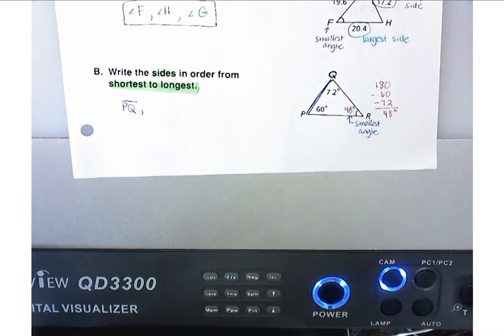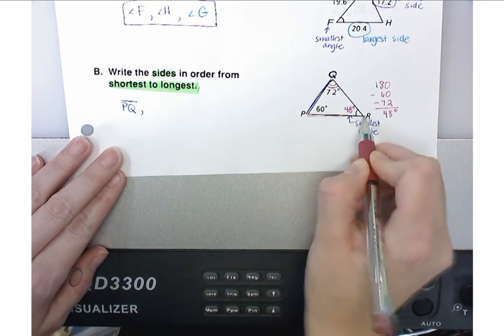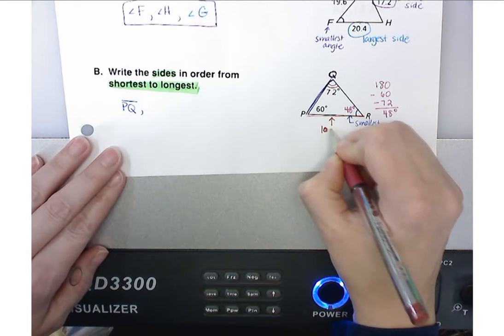Angle Q. So angle Q is across from PR. So this is going to be the longest side.